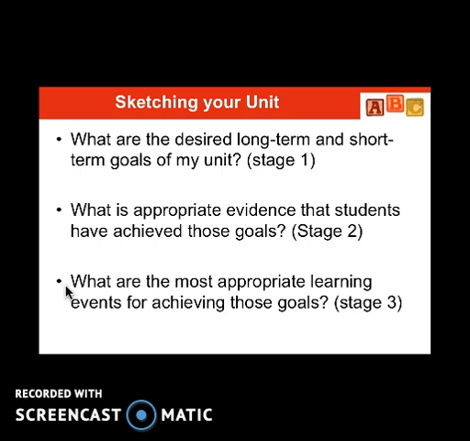Then ultimately the third stage is looking at what are the most appropriate learning events for achieving those goals. It starts with this overarching umbrella of here's what I'm hoping to accomplish. Then it gets a little more specific with these are the evidences I need. And then it gets really specific, saying these are the specific ways I'm teaching the learning events. On a lesson plan, that would be where you might be looking at acquiring new knowledge. That part really comes here: what are we doing? What does the actual teaching look like? What's the strategy you're using?